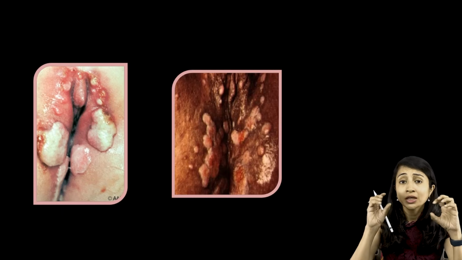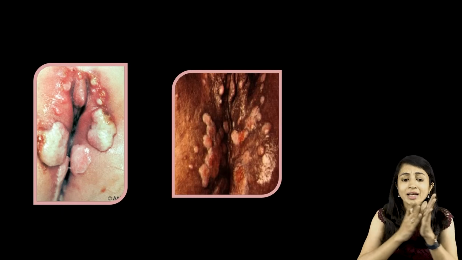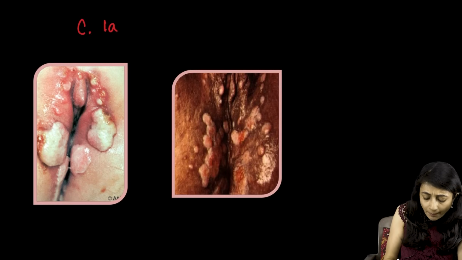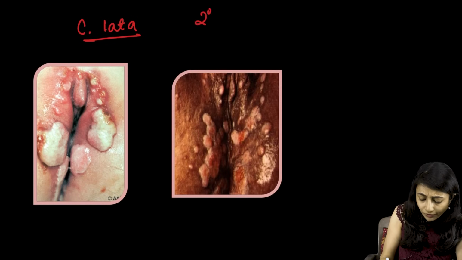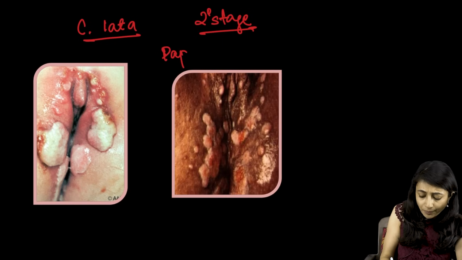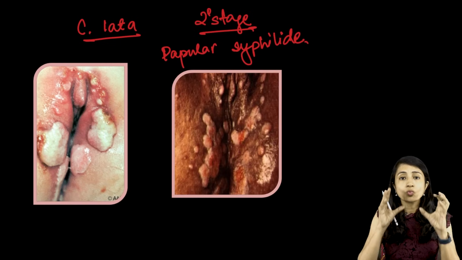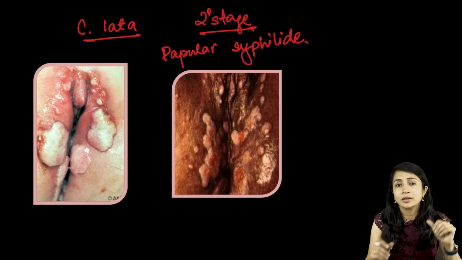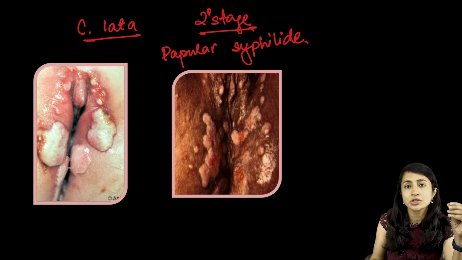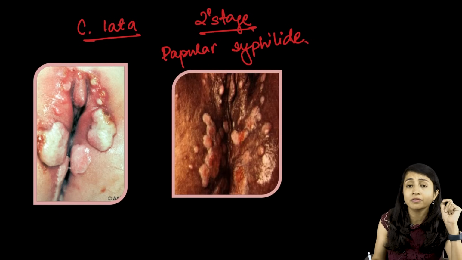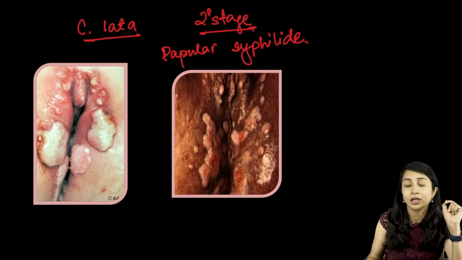Look at the lesions. They are very moist. They look as if some papules have eroded. So, this is again a part of the secondary stage of syphilis, and these are not mucosal lesions. These are papular syphilids which have eroded because of friction, so they are seen as very moist, very soft lesions in the perianal area. These are very infective, and this is called condyloma lata.